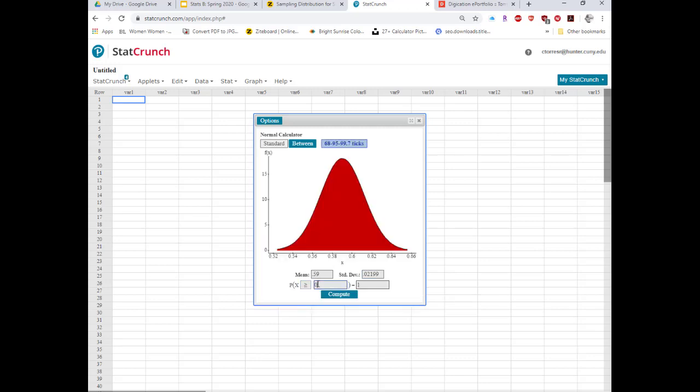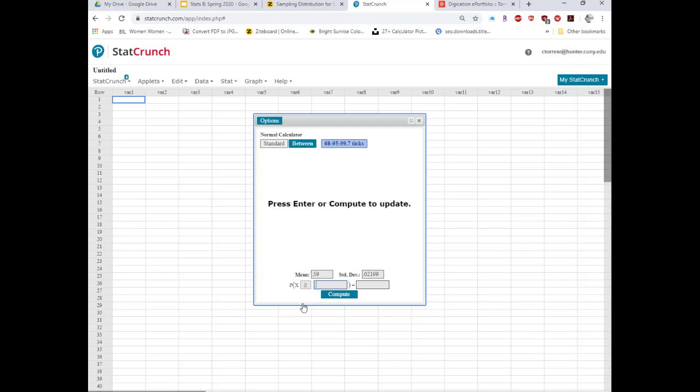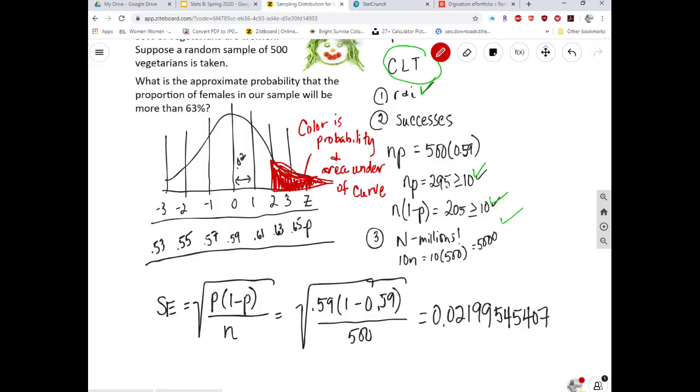Now I want to know, what is the probability of something greater than or equal to 63%? If I did this correctly, I should get a curve with just that little right piece of the tail colored red. Boom. Look at that. It's right here. So it says the probability is 0.03445.